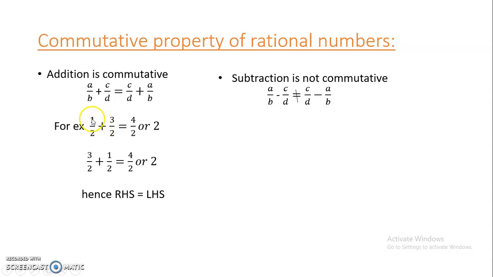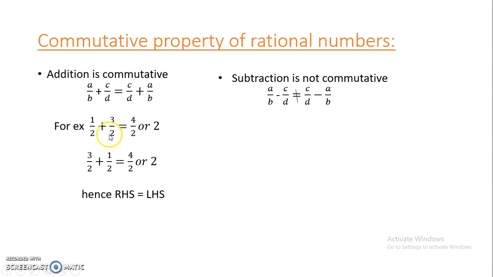So see, this is the rational number 1 by 2. We have added it with another rational number 3 by 2. Here also the denominators are the same, so just add the numerators. 3 plus 1 gives you 4 by 2. Just copy the denominator. 4 by 2 can also be said as 2. So this is the result.